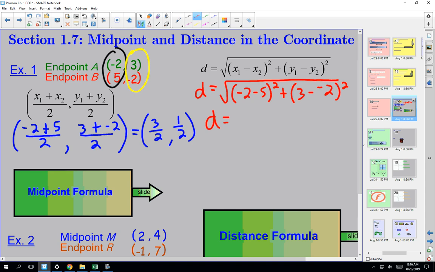So the first one is square root of negative 7 squared. And the second one ends up being 3 plus 2, or 5 squared, because of the subtracting a negative portion in there. So make sure you have both signs in there, the minus and negative. Makes a difference.